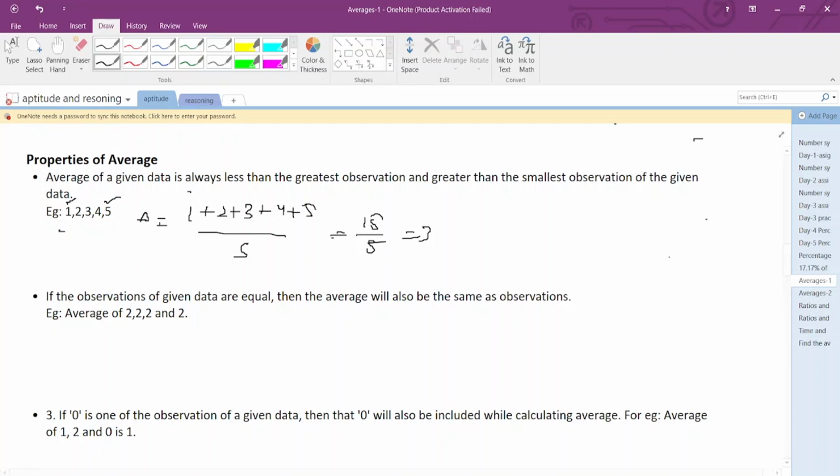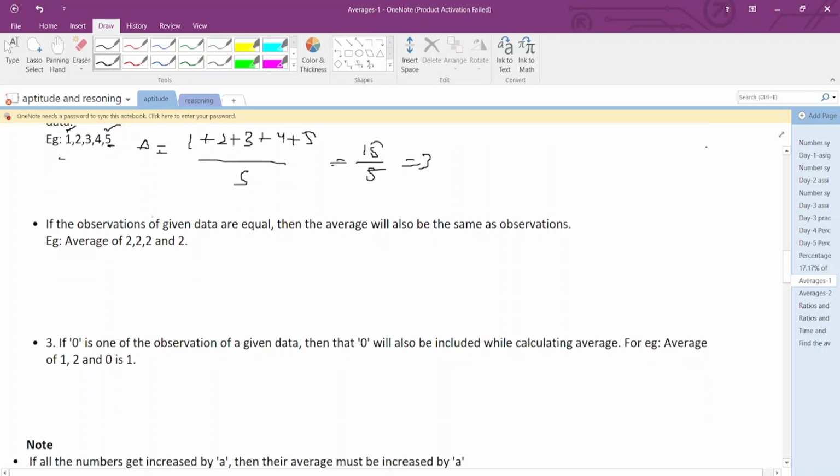So where does this 3 stand? In between the smallest and greatest, right? So whenever we do the average, we'll find that whatever answer we get, that result is always greater than the smallest observation and always less than the greatest observation. Understood? So this is one of the properties.